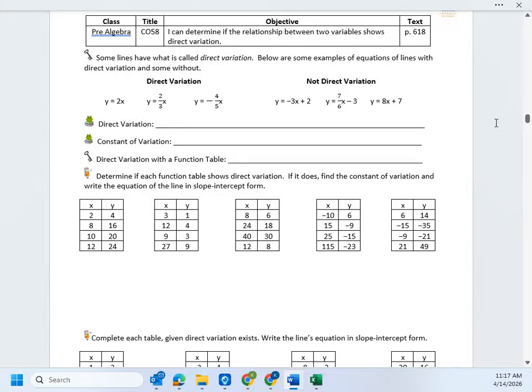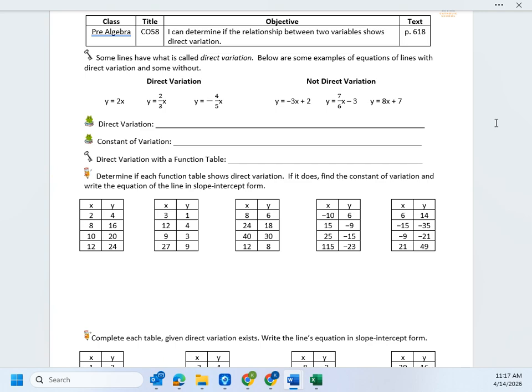Good morning. Today we are working on CO58. It's going to be a little bit different than what we've been doing. We're still working with those X's and Y's, but we're pausing from that slope-intercept form a little bit. You're going to see how, well, actually, nope, we're still going to use y equals mx plus b, but just in a different way than what we've been doing.